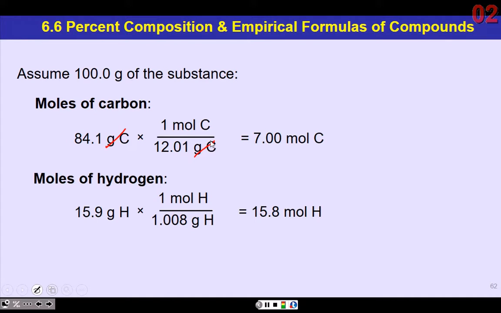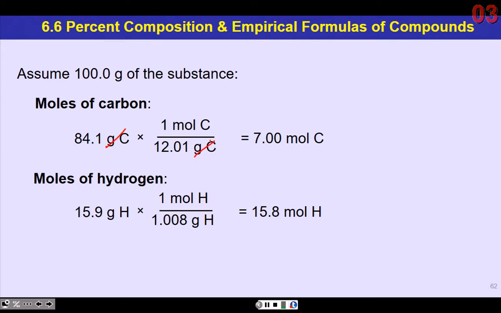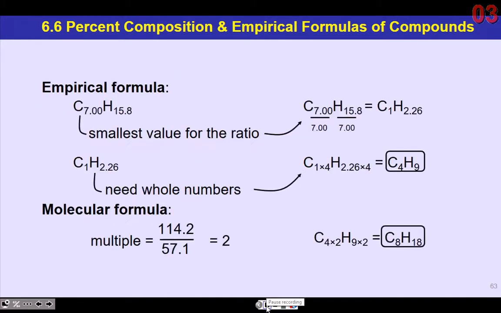And the moles of hydrogen, you take the number of grams from the percent, in other words, this 15.9% that we were given in this problem. Then we take that number of grams as how many you have in 100 and divide by the molar mass of hydrogen, 1.008 grams per mole, and you get the number of moles of hydrogen. That gives us the ratio of the two elements combined on a mole per mole basis in the compound. So what do we do with it?